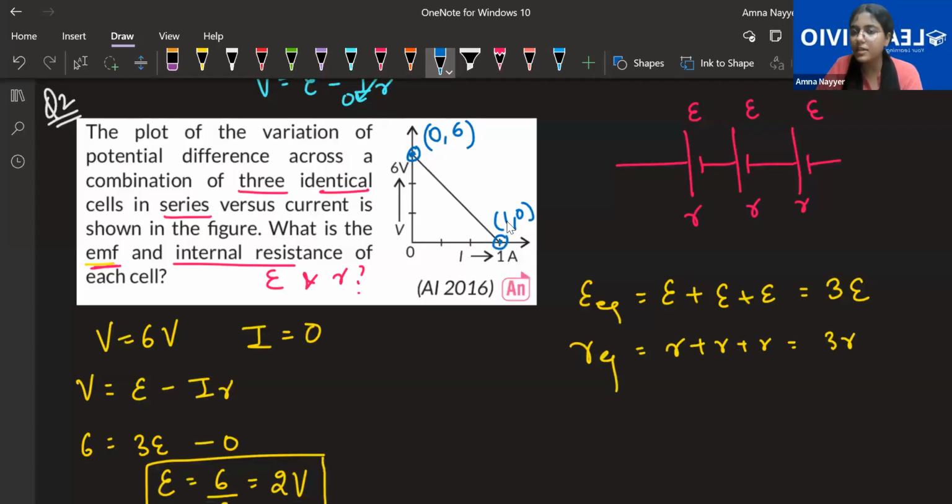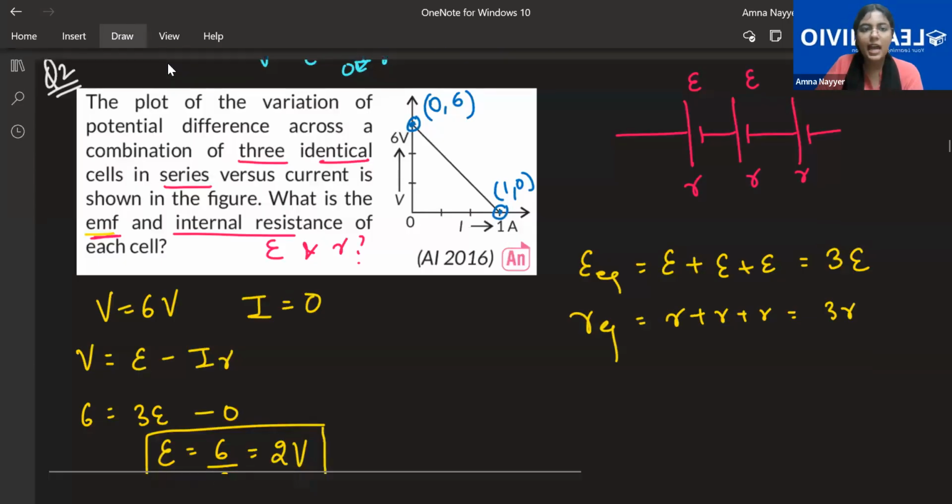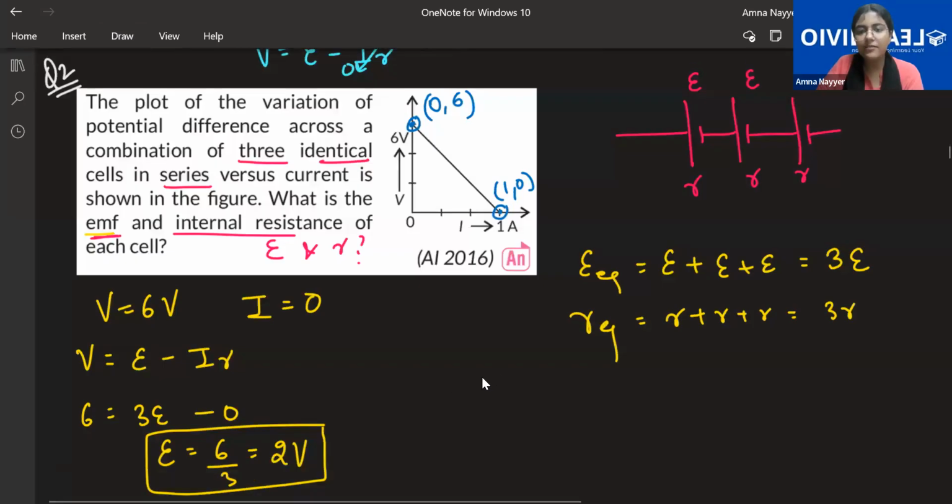This means this is (1, 0). It means at this point, when we have current equal to 1 ampere, potential is 0. Reverse (1, 0). When you mark a point on the axis, the other coordinate is 0. That's why we are marking z is also 0, but we don't need the z axis. Now let me put it in the equation.